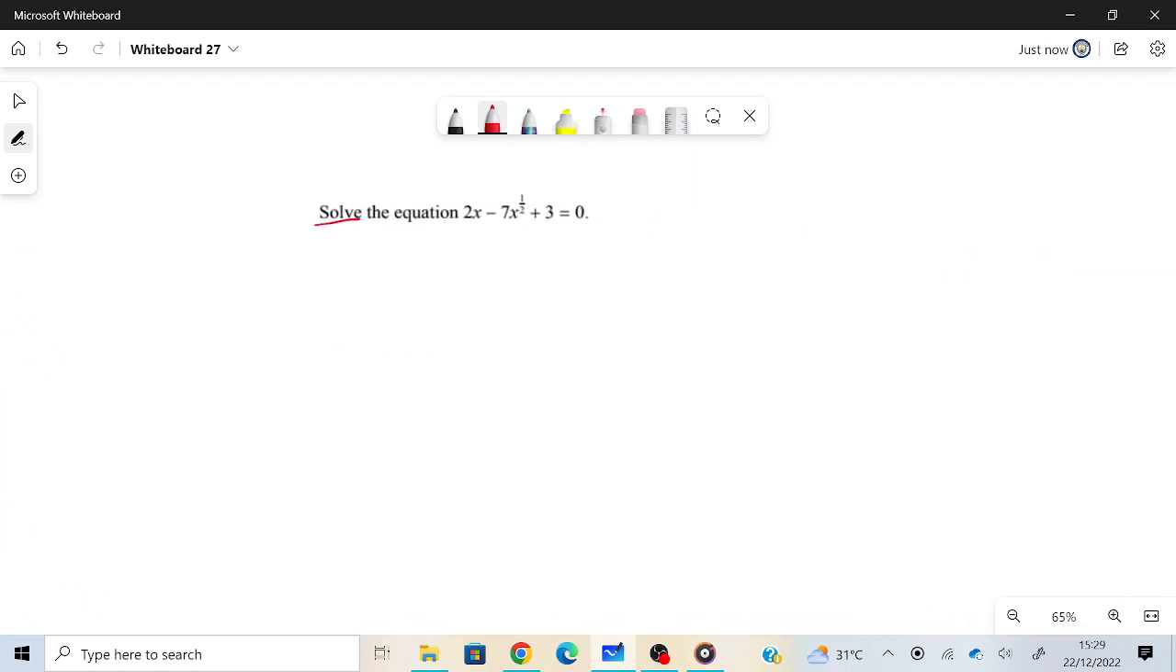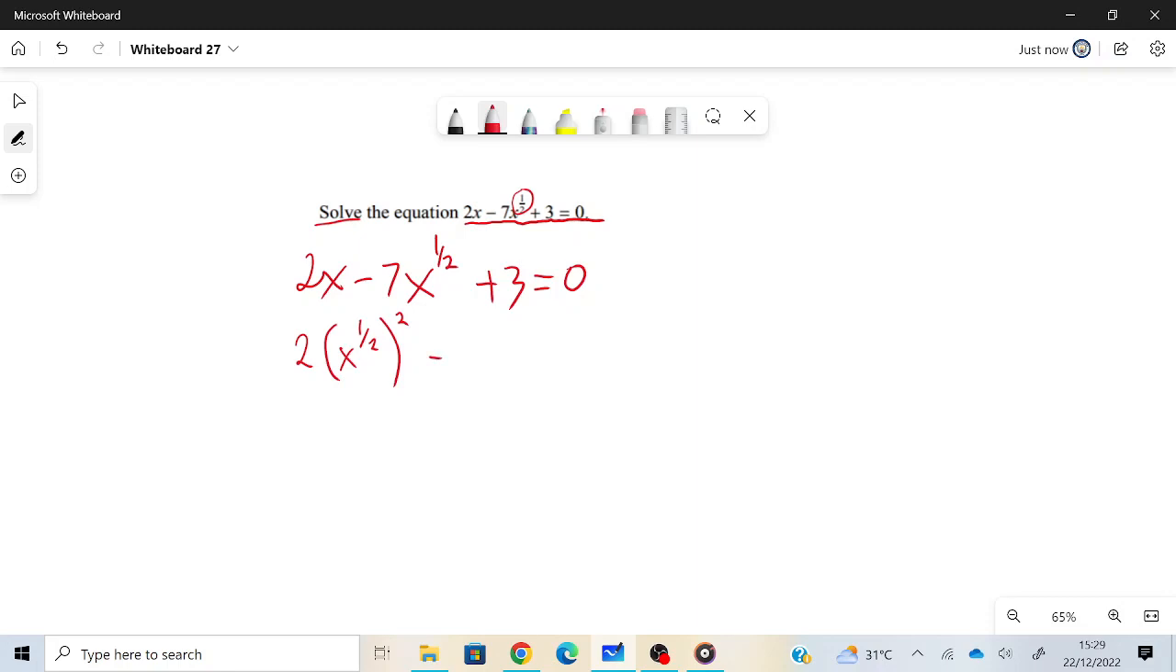Right, this one says solve the equation 2x minus 7x to the power of 1 over 2 plus 3 equals 0. So this time they're giving us the power in the form of a fraction rather than a whole number. Now we can rewrite this as 2 with this x to the power of 1 over 2, into 2, minus 7x to the power of 1 over 2 plus 3 equals 0.